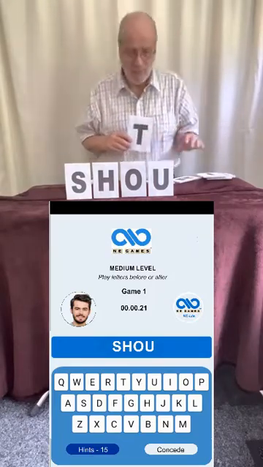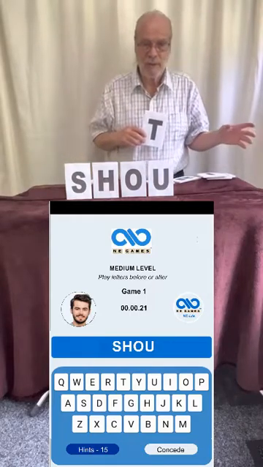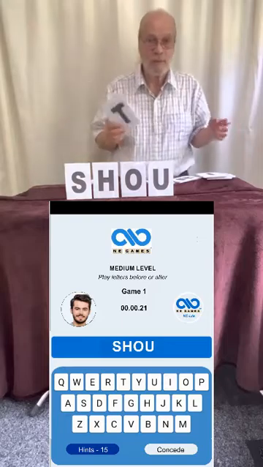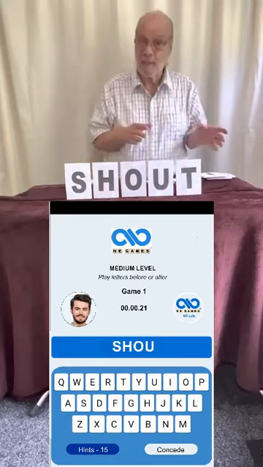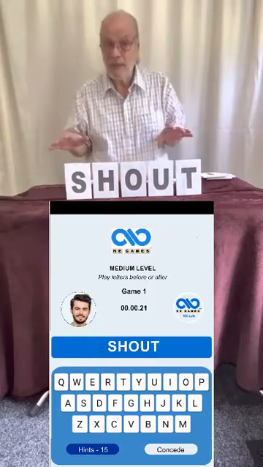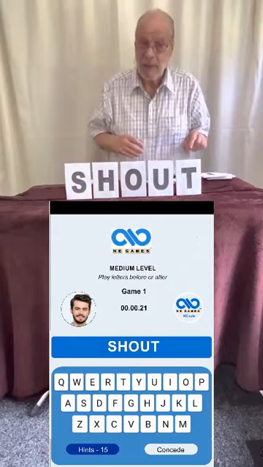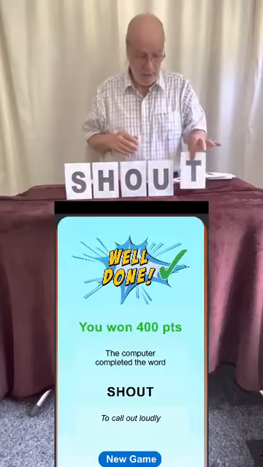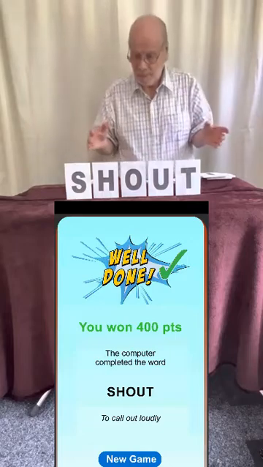And there aren't many words S-H-O-U. There are a couple, like shoulder, but depending on how well the computer's playing, and in this case, it plays the T. So at medium level, we played letters in front, we played letters after, and again, the computer played the last letter, T, so I won that game at medium level.